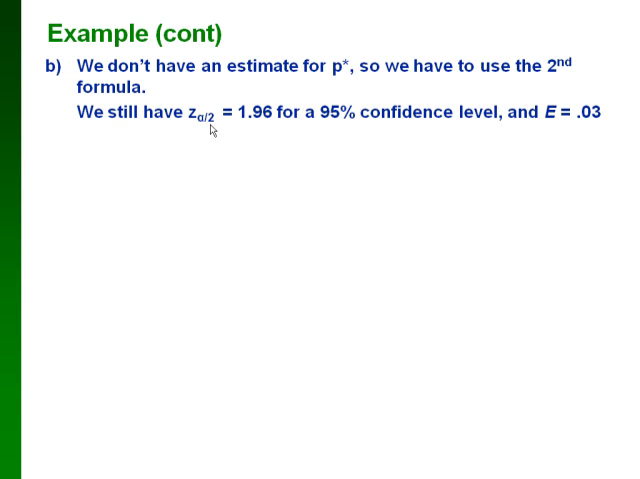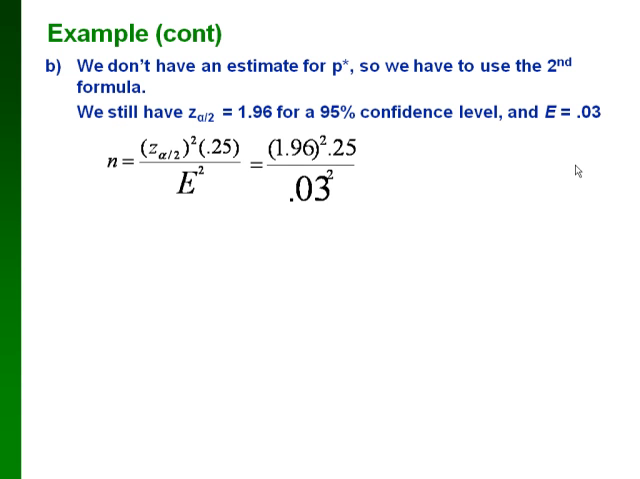Now, if we don't assume that we have a good estimate for the sample proportion, we'll use the second formula. We still have our critical value of 1.96 and our margin of error of 0.03. Here's our formula, and if we plug those two values in, we get 1067.1. We would round this up to 1068. And notice again that we used what I called our worst case scenario here. That's going to give us the bigger sample size. And that's if we don't have any kind of estimate for our sample proportion. So this is the safest way to go. It gives us a bigger sample size than if we have an estimate for the sample proportion.